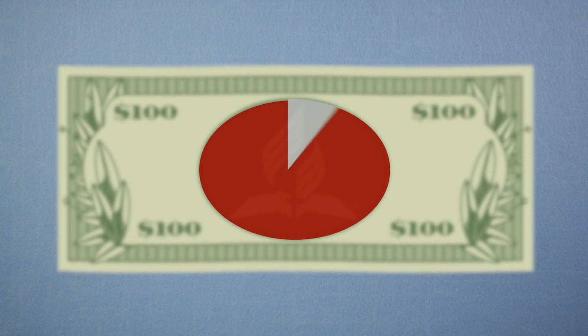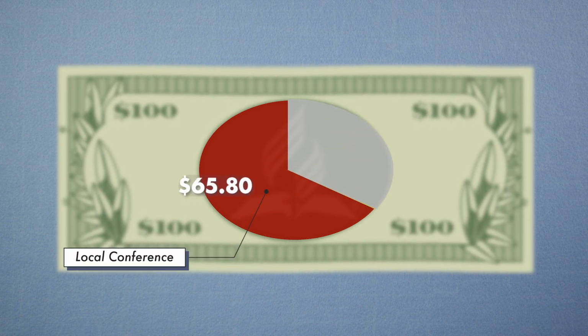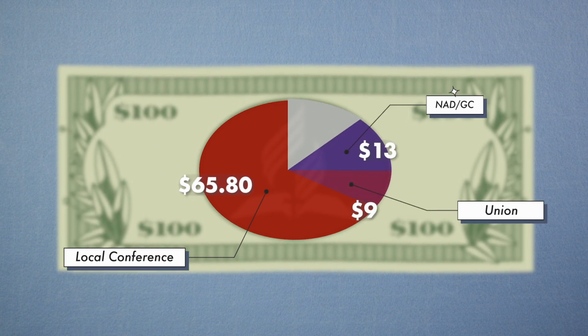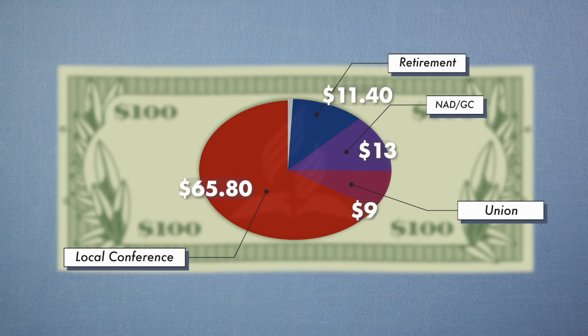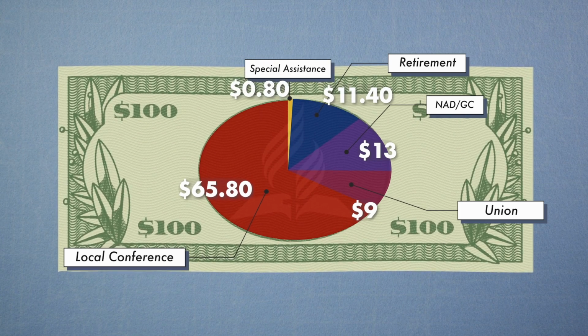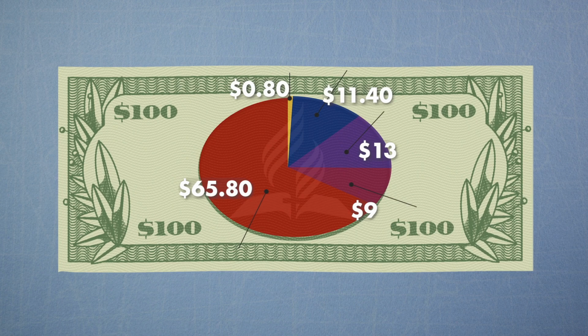Of every $100, about $65.80 stays in the local conference. About $9 goes to the union, about $13 goes to the North American Division, NAD, and the General Conference, GC. $11.40 goes to administer and pay for retirement benefits for church employees like pastors and teachers. And a little less than $1 goes towards special assistance, which helps support conferences who are less financially able.